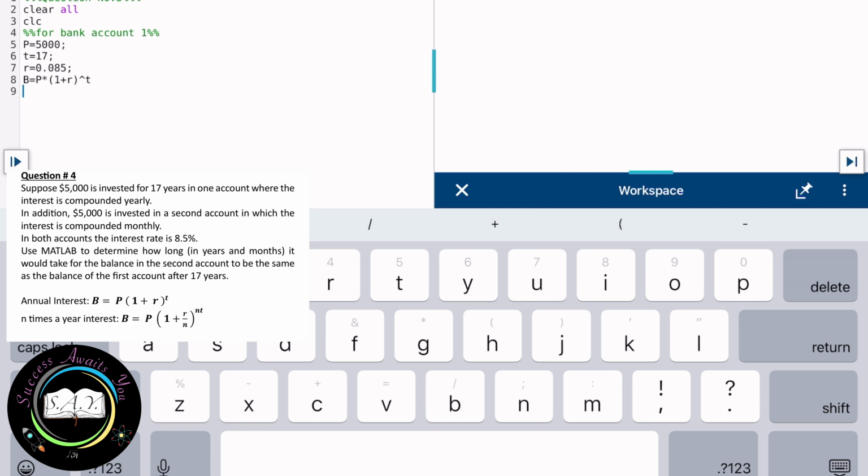Now, let's type the data for the second account where we have to count the time period. Here N represents the number of times interest is compounded, which is 1 year or 12 months. Now from the given formula, we can't find T. So first, we have to rearrange the formula according to our requirement.